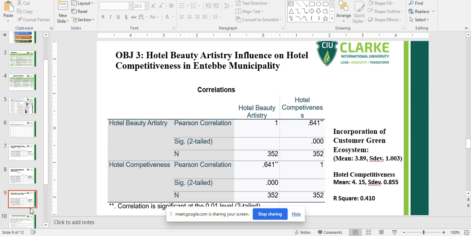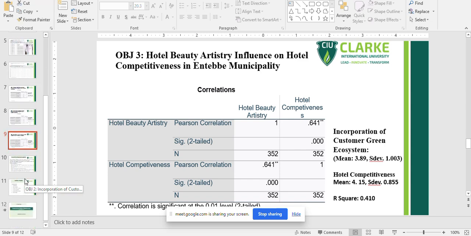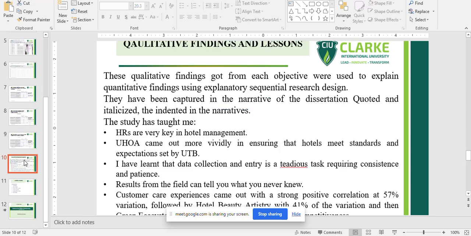So these findings were explained in detail by qualitative data, which chapter 4 of the dissertation reflects. Now, these are some of the lessons in my conclusion that I needed to share with my colleagues.